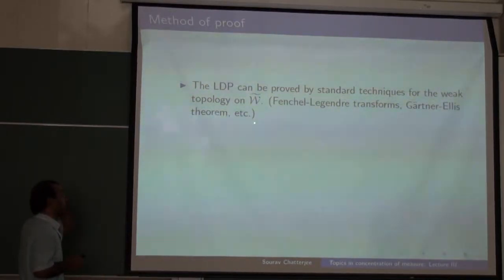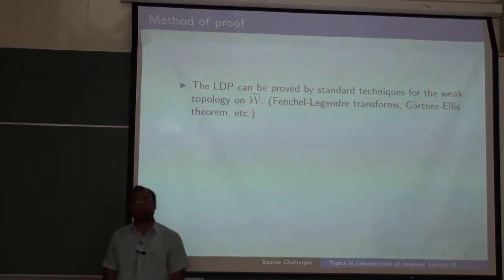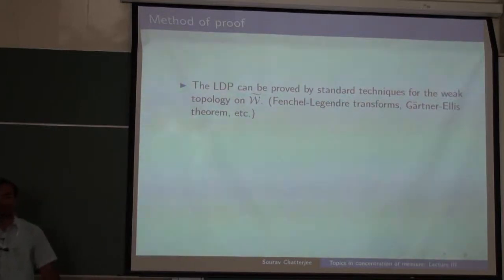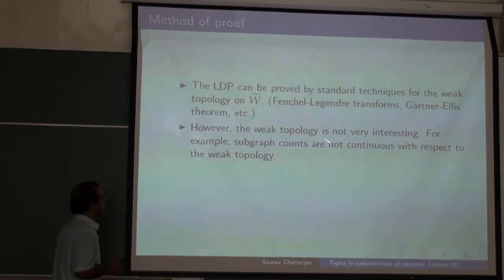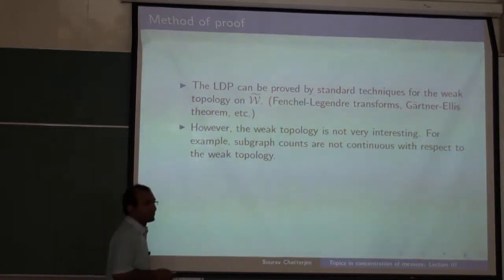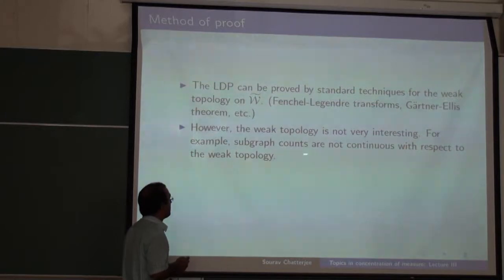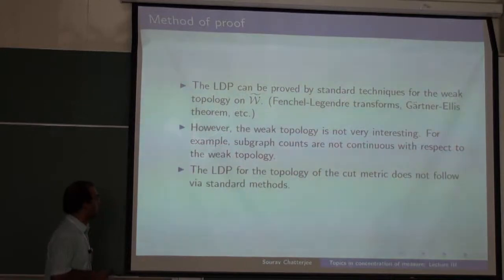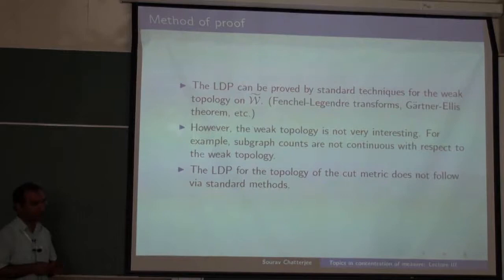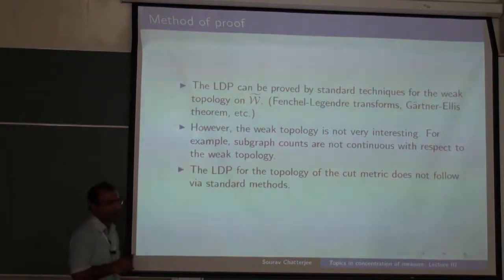So just a bit about the method of proof. If you are considering the weak topology in this space, this principle can be proved by the usual techniques that you learn in courses on large deviations. However, this weak topology, as I mentioned, is not very interesting. It does not make subgraph counts continuous. So we cannot work with the weak topology. We have to develop some new method, and that's one of the interesting points. I'll describe this technique, how this large deviation principle is proved, in the next couple of slides.